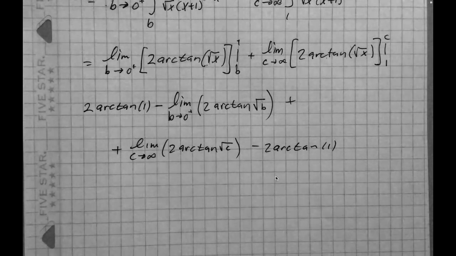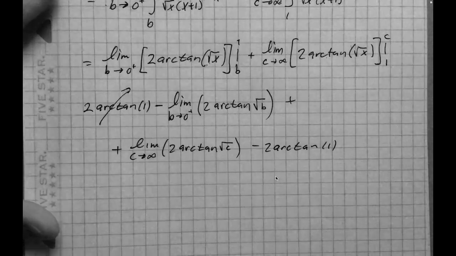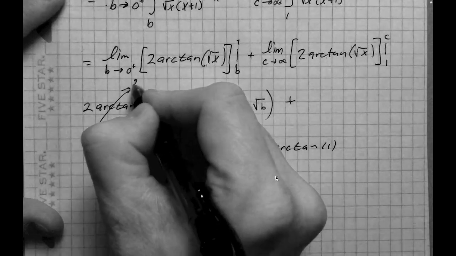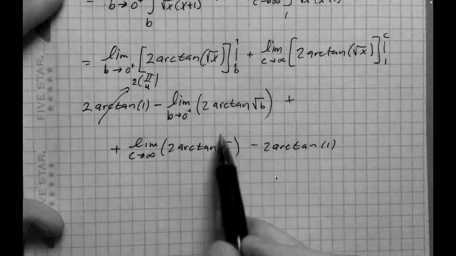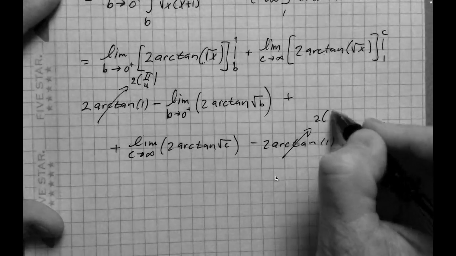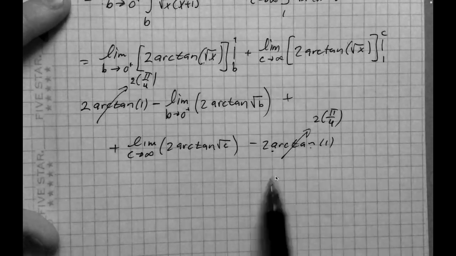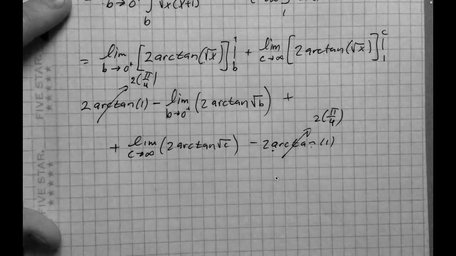Okay, so it turns out that, wait one second, let me make sure I'm looking at this right. Turns out that this one is pi over 2. Sorry, it's 2 times pi over 4. I should be really thorough here. Arctangent of 1 is pi over 4. And over here, it's the same thing, right? So this is also going to be 2 times pi over 4. So those two are both the same, and you're subtracting, so they're going to disappear.